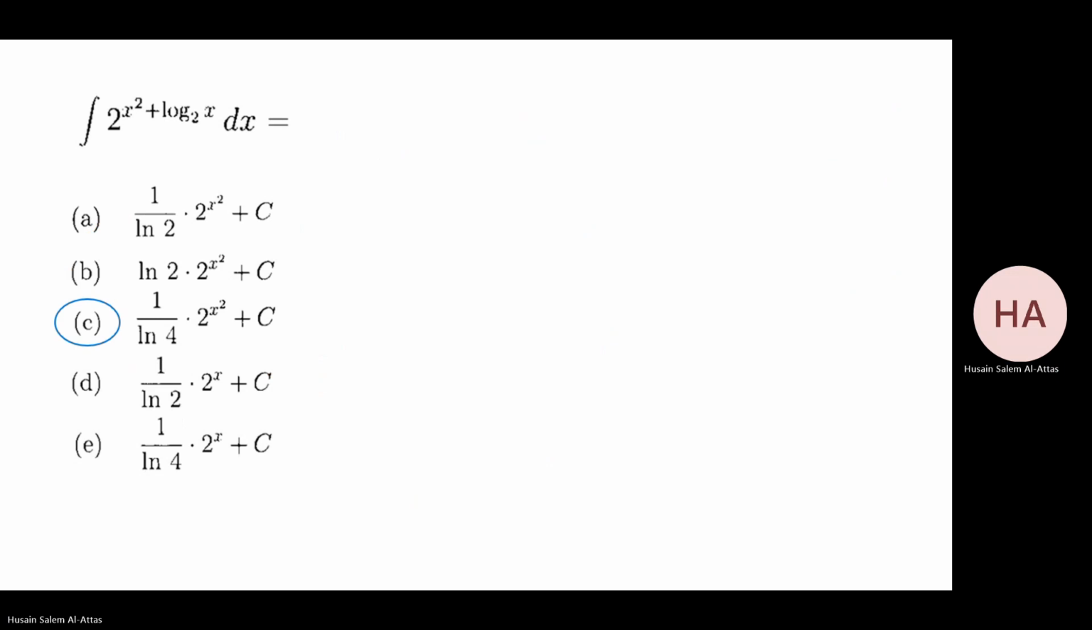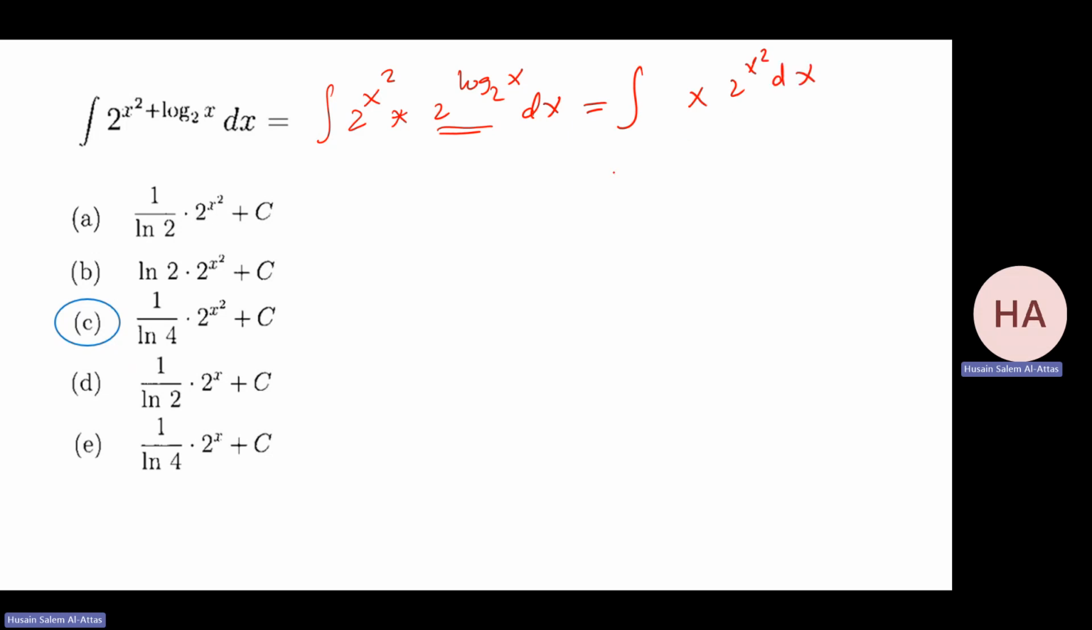This one, you need first to simplify it. That will be 2 to the power x squared times 2 to the power log base 2 of x dx. What is this? This is x. So I have x times 2 to the power x squared dx. So for sure, I will let u equal x squared. So I have du equals 2x dx. So this will be half of 2x times 2 to the power x squared dx.